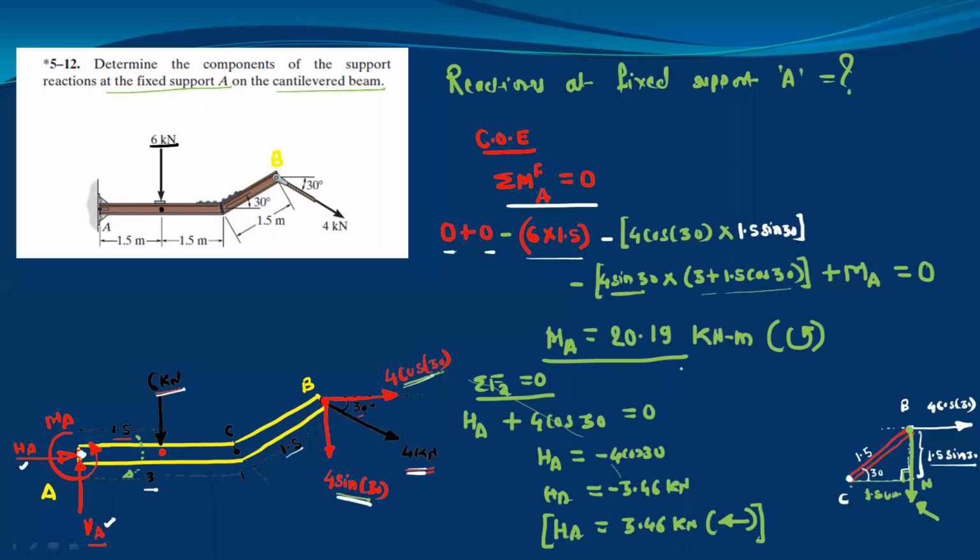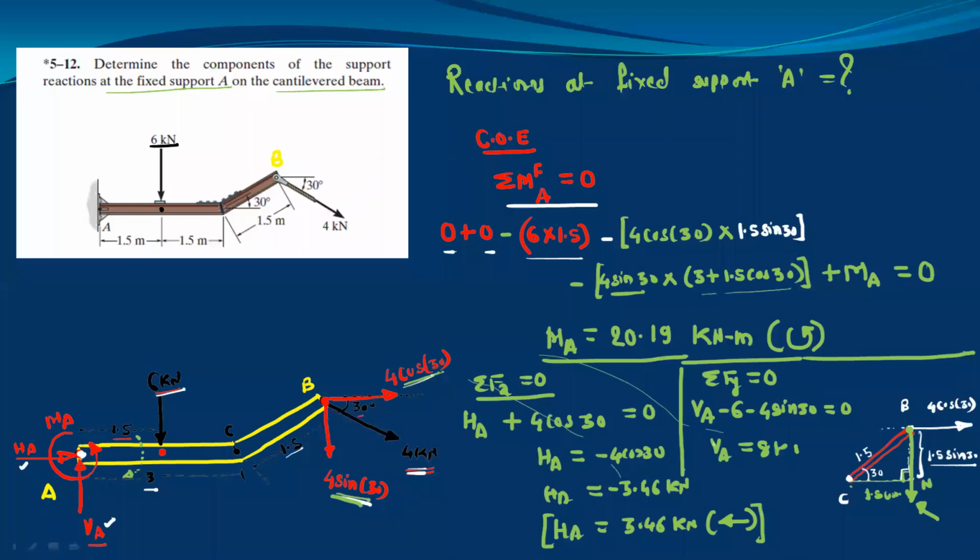So we can write HA equal to 3.46 kilonewton, and this is the correct direction. It is acting in the negative x direction. Okay. And after this, use summation Fy equals 0. For summation Fy, we have VA in the positive y direction. After this, 6 kilonewton in the negative y direction, so minus 6. Then we have the y component 4 sine 30, which is also negative, minus 4 sine 30. And there is no other force in the y direction. So this is equal to 0. From this, calculate VA. So VA is equal to 8 kilonewton. And we get the positive answer. That means our assumed direction is correct. So VA is acting in the positive y direction only. Okay. So in this way, we can find out the unknown reactions at point A.